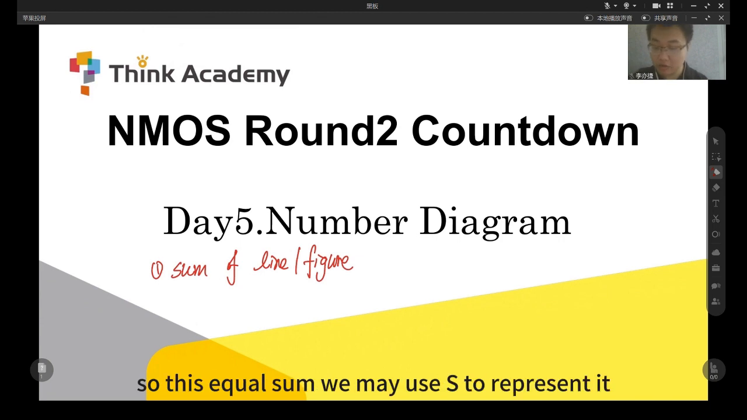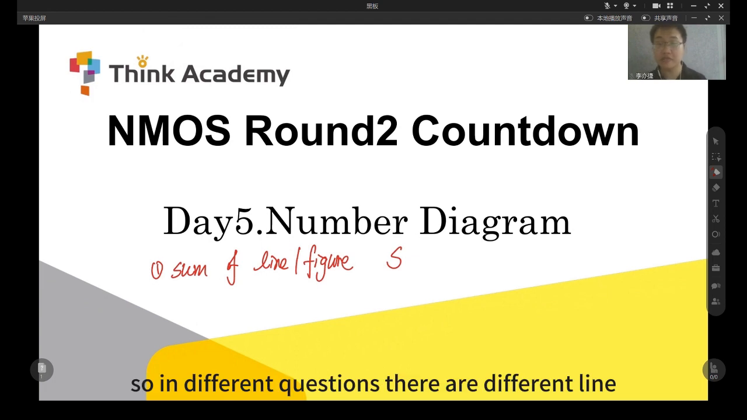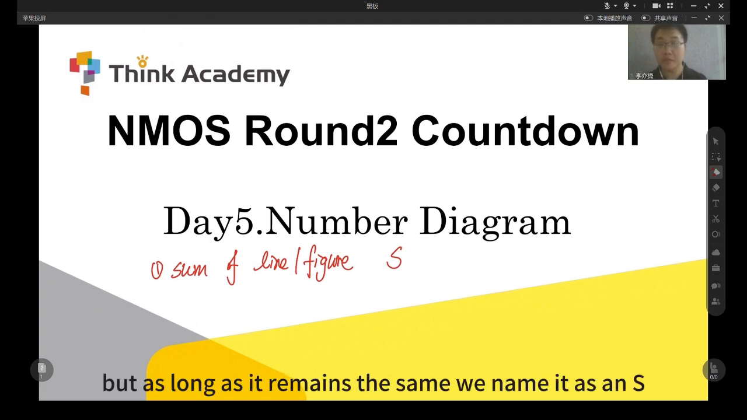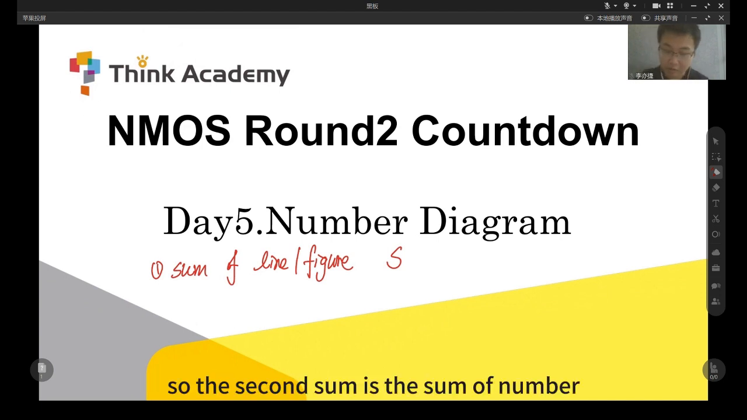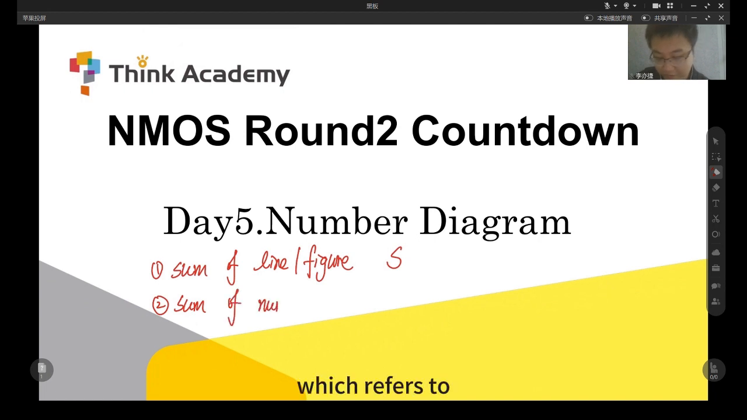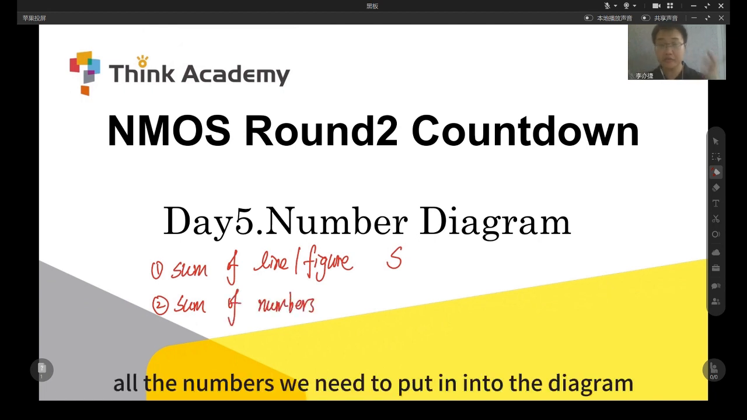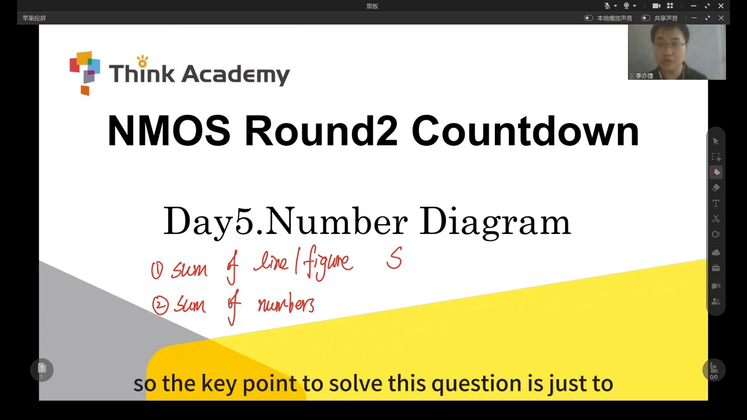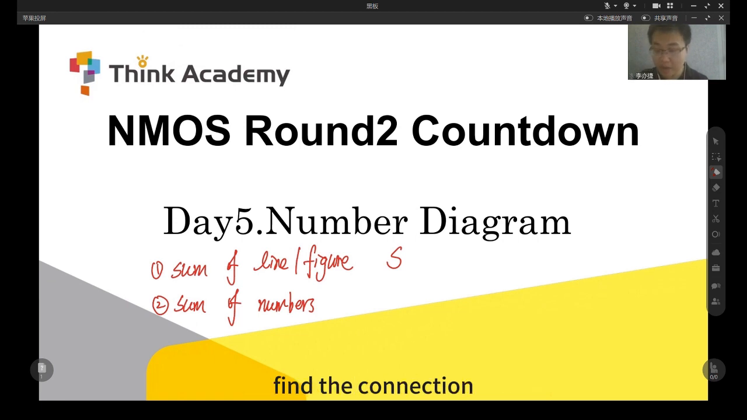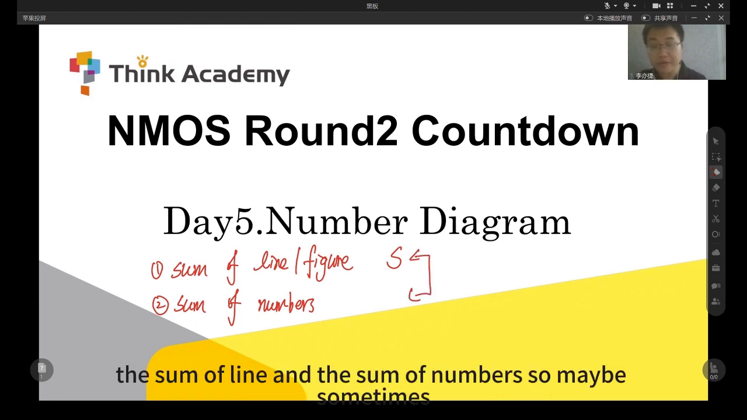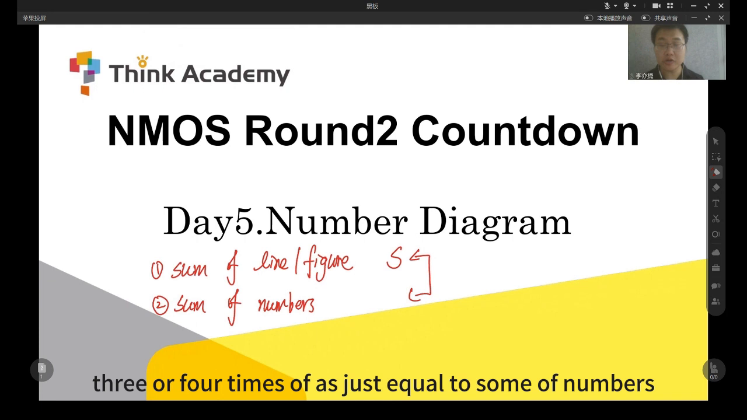So this equal sum we may use S to represent. In different questions there are different lines, different figures, but as long as it remains the same, we name it as an S. The second sum is the sum of numbers, which refers to all the numbers we need to put into the diagram. The key point to solve this question is to find the connection between the sum of line and the sum of numbers. Maybe sometimes 3 or 4 times of S just equal to sum of numbers.